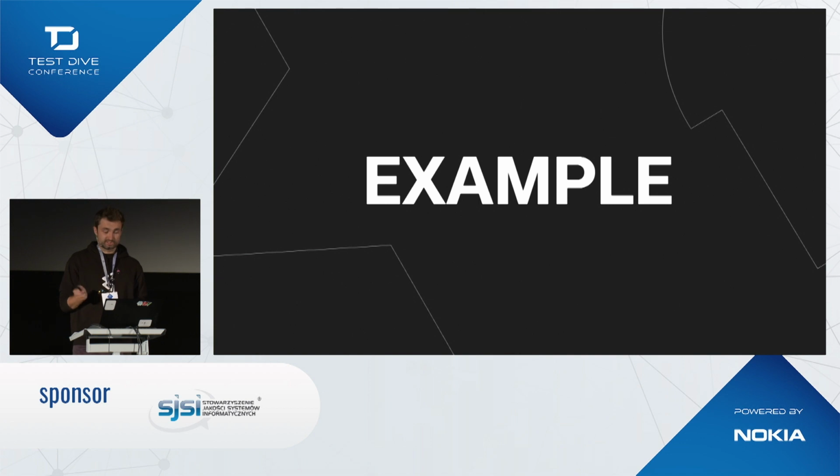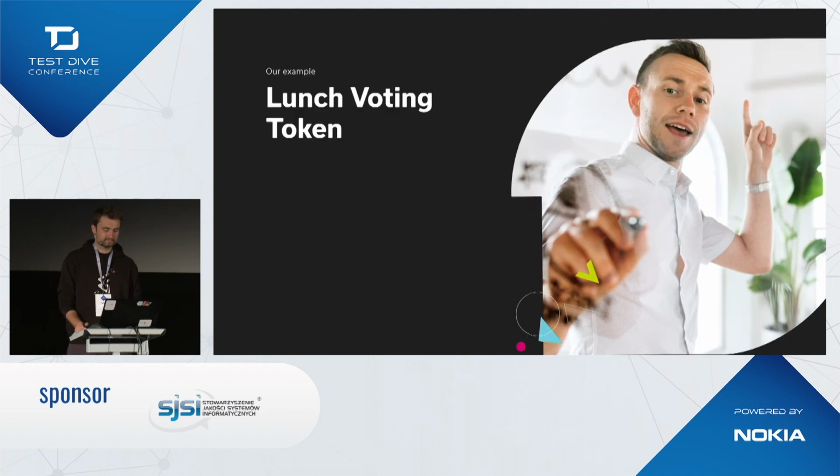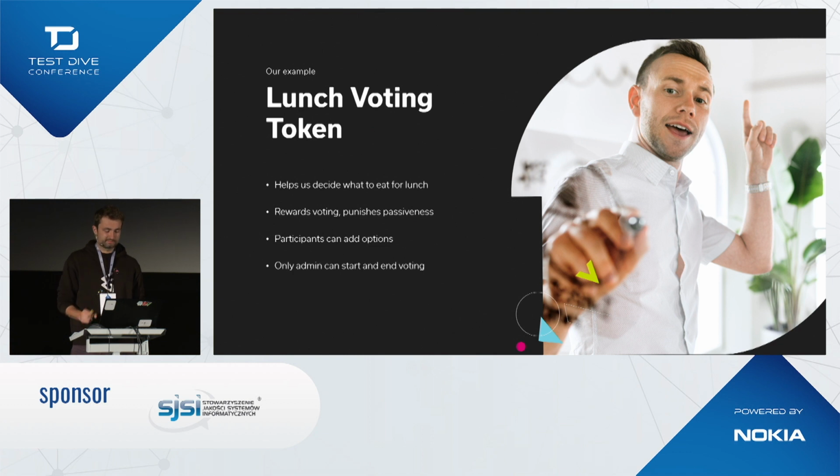Yeah, so now let's jump to today's example, the one that I created for myself while I was learning and discovering all of these things. So, the lunch voting token. One of the most important problems in office space: where do you go for lunch, or where do you order from? And our token will provide a simple economy that rewards voting for some food and punishes passiveness in the whole voting. Every participant can add some options, but only the admin can start the vote.